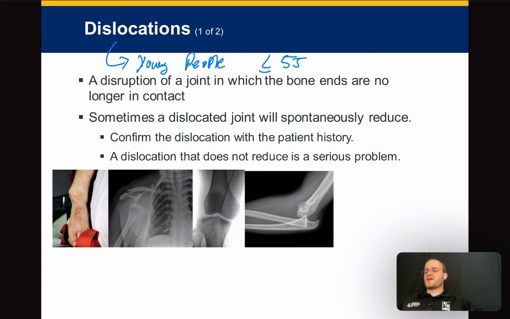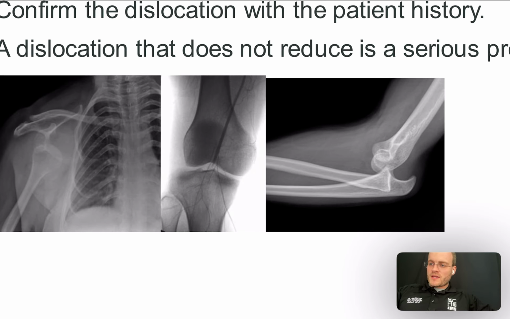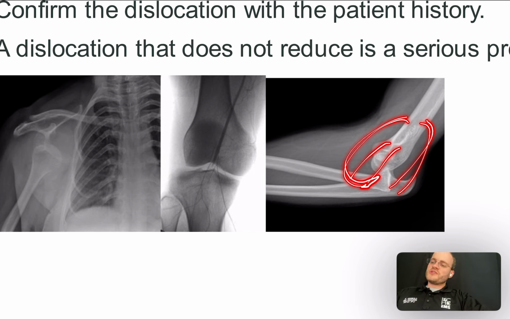Confirm the dislocation with the patient history. Something to know. Let's just say right here, you have to imagine there are tendons that are normally connecting all of this together, okay? And so when you dislocate a joint, these tendons are being stretched.